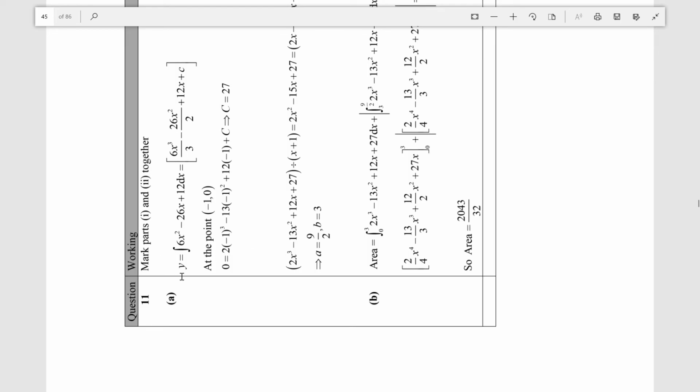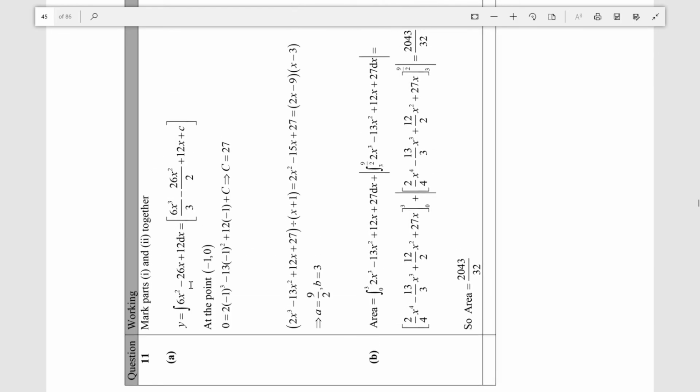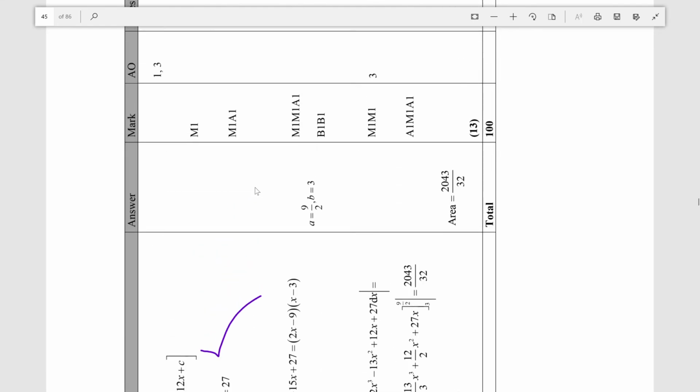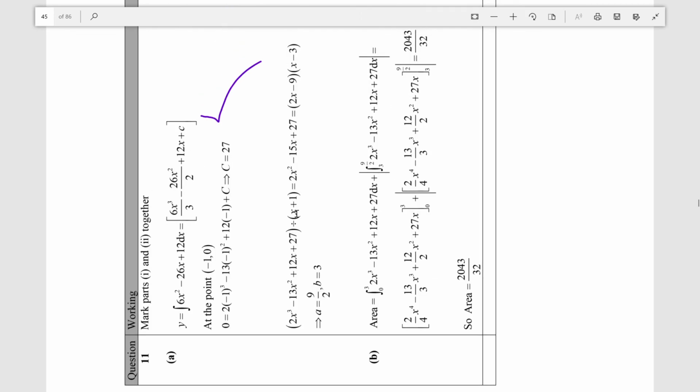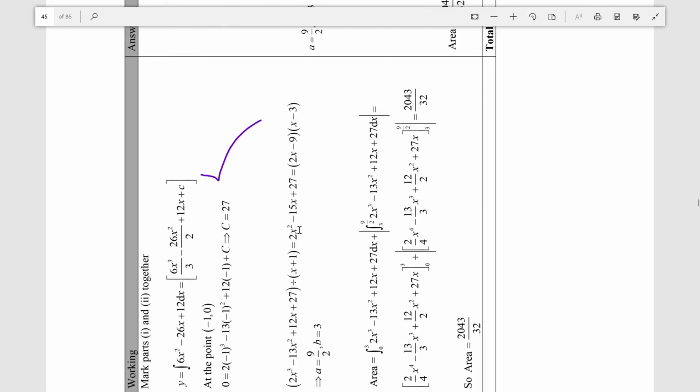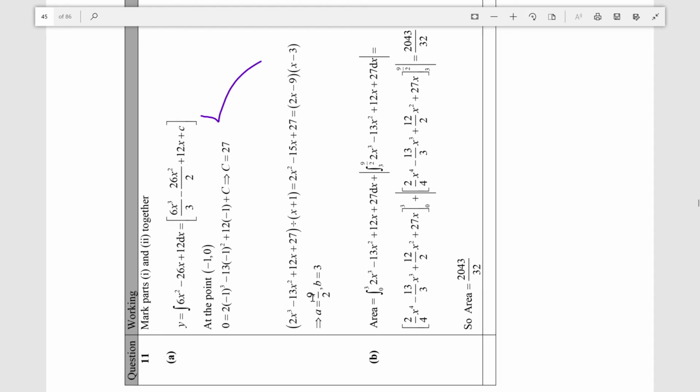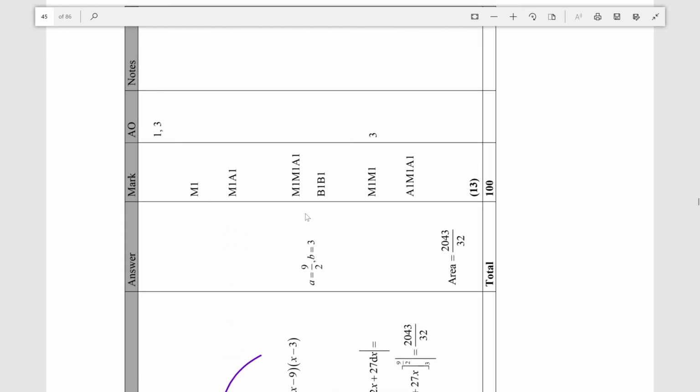So, y is the integral of this plus c at the point -1, 0. Well, this is just a different and more bare bones way of writing out that f -1 is equal to 0. You get 0 is c minus 27, so c is 27. Yep, we got that correct. Then we take this, we divide it by x plus 1, we do this, we solve this quadratic equation. You get a is 9/2, b is 3. Yep.